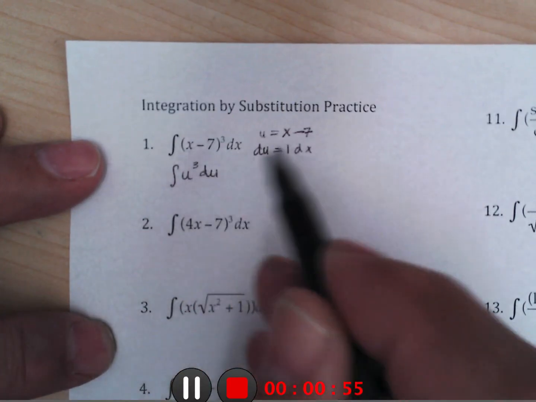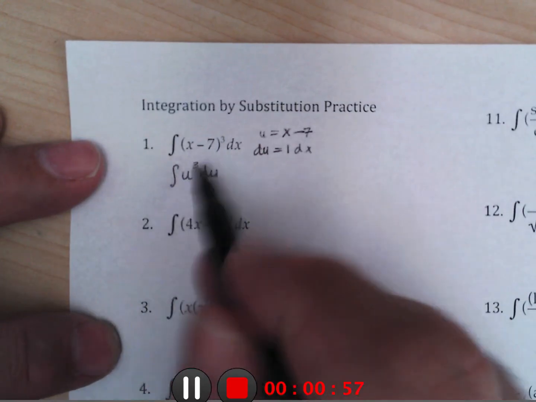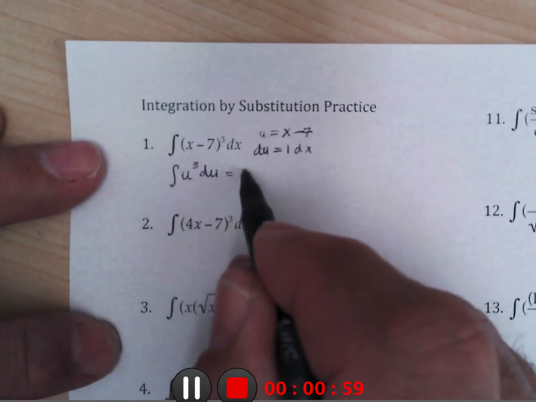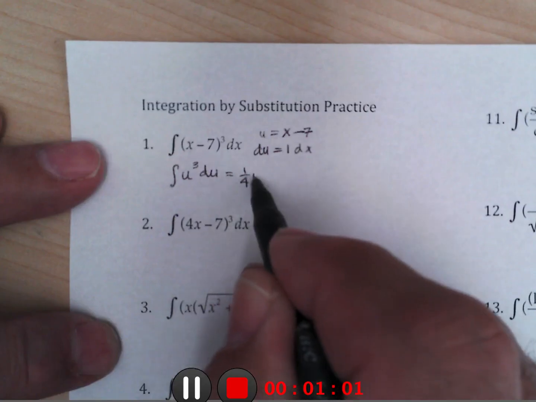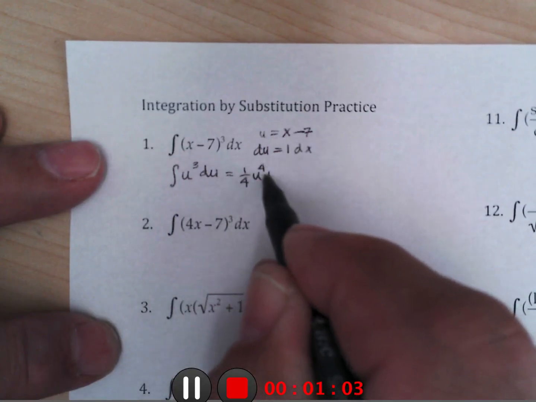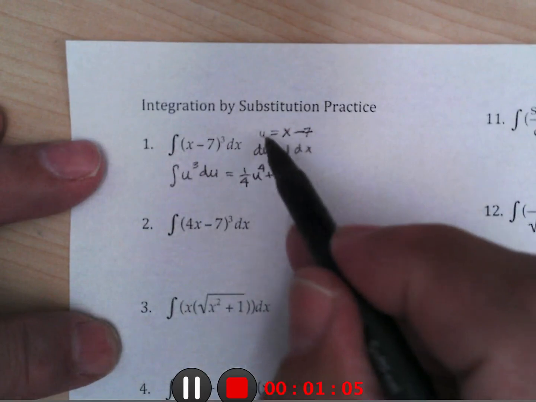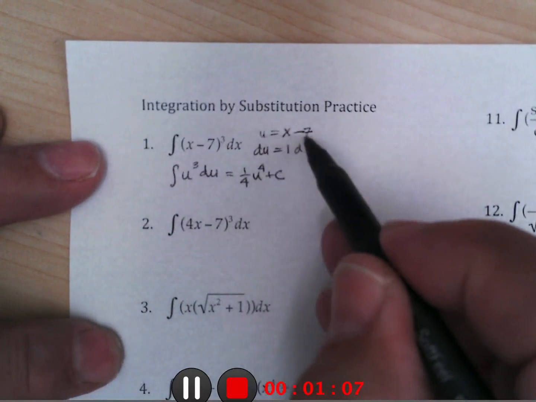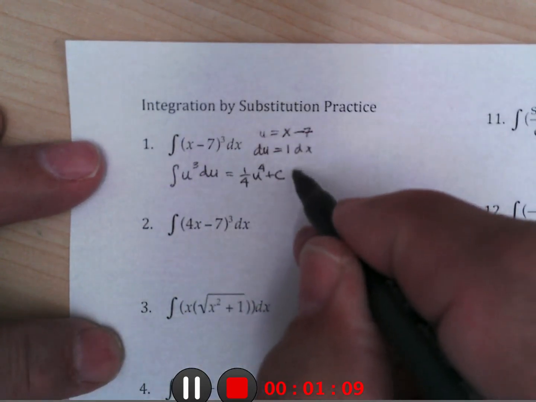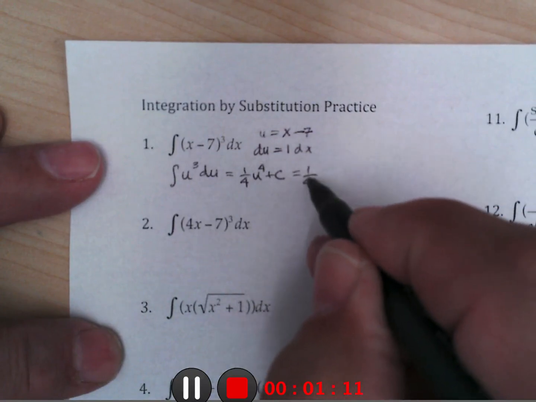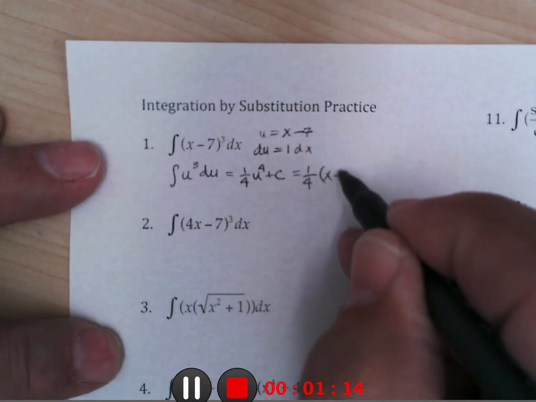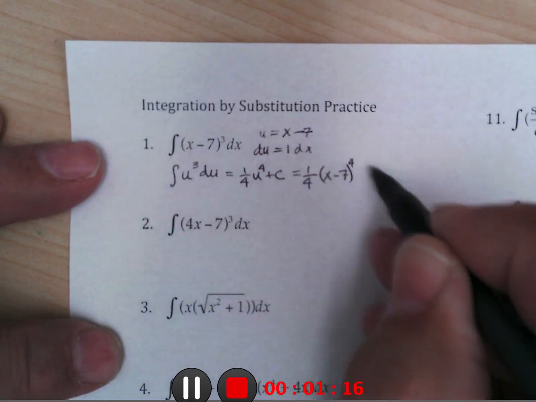And so to integrate u to the third, it would be 1/4 u to the fourth plus c. And now replacing the u with what we made the substitution, x minus 7, we get 1/4 (x minus 7) to the fourth plus c.